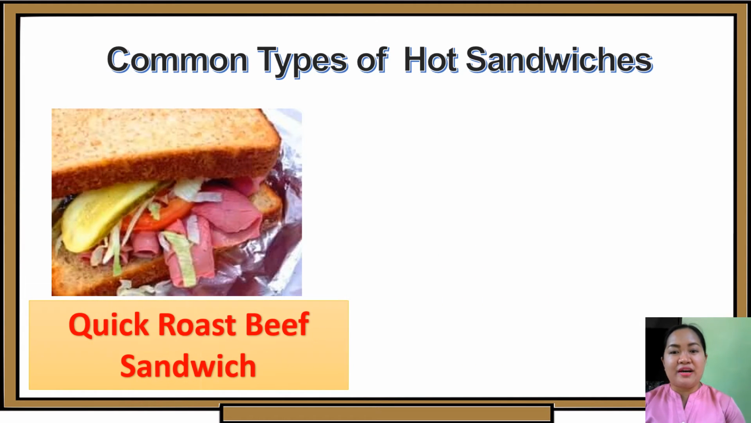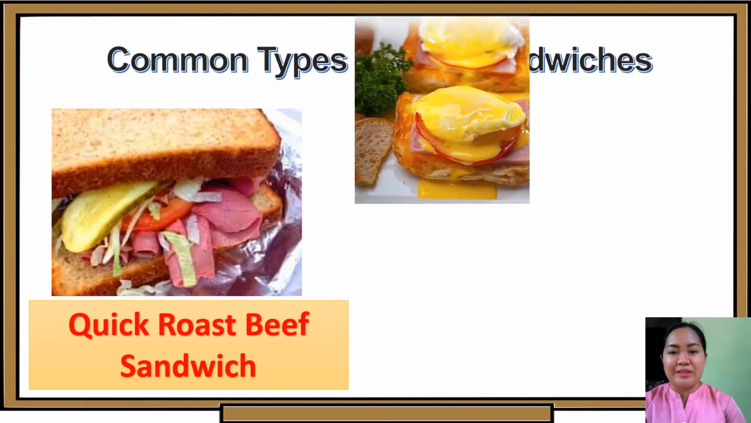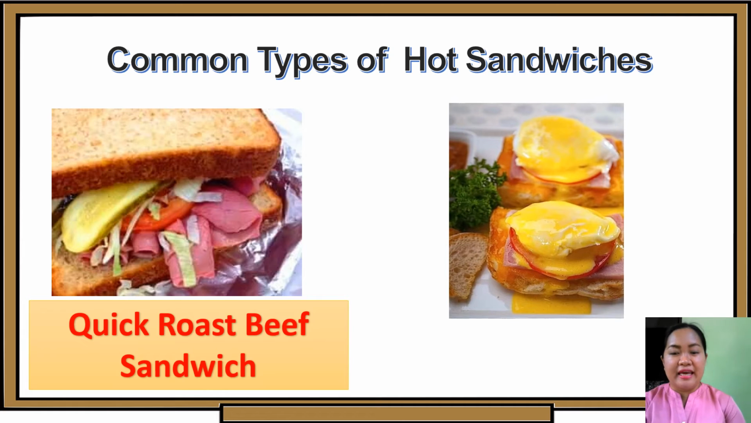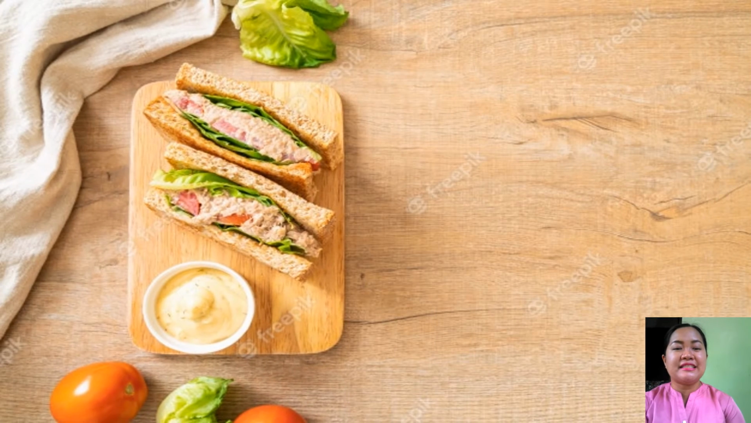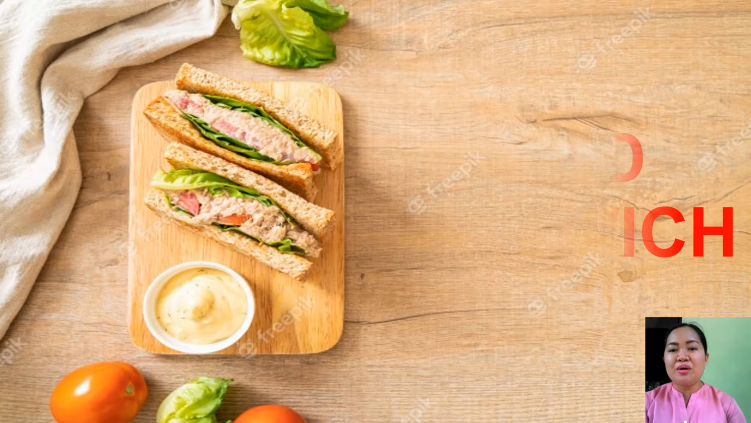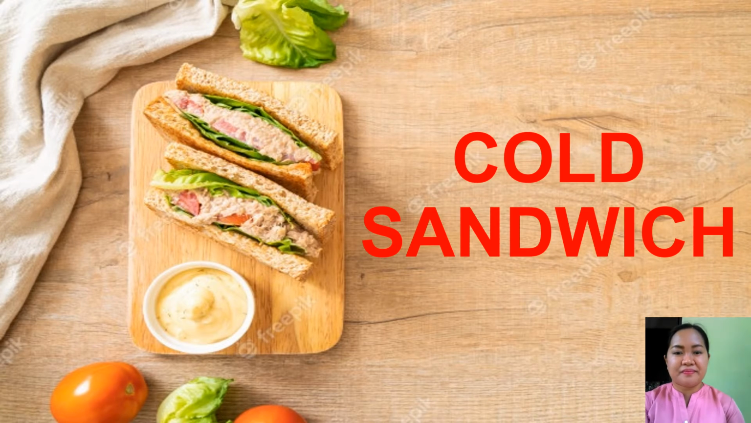Another example of hot sandwiches are the quick roast beef sandwich and the popular eggs benedict sandwiches. If you can observe, all their fillings are cooked, mostly cooked or melted, and the bread is grilled or put in the oven. How about the cold sandwich?